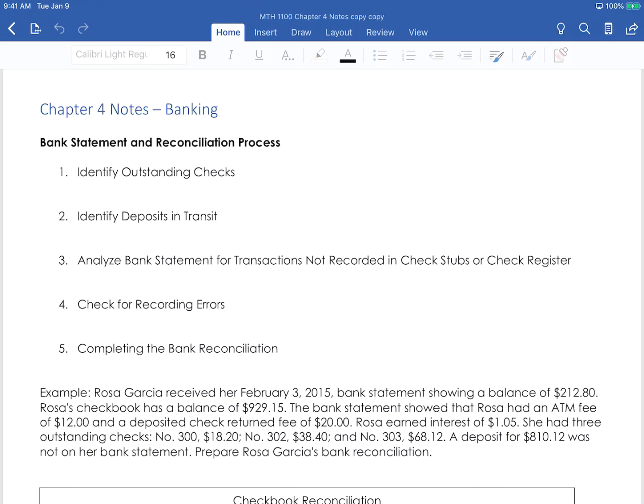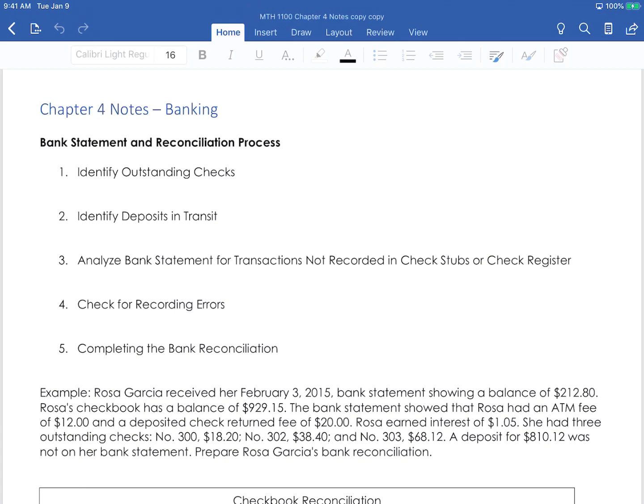The next thing is to look for deposits in transit. Deposits in transit would be if I deposited my payroll check into my account, but the bank hasn't processed it yet, it takes a couple days. I might write that down in my checkbook register, but I don't see it on my bank statement yet, so there's going to be a difference in my balance. So I want to look for deposits that are in transit, meaning make sure that the bank has processed that deposit for me.